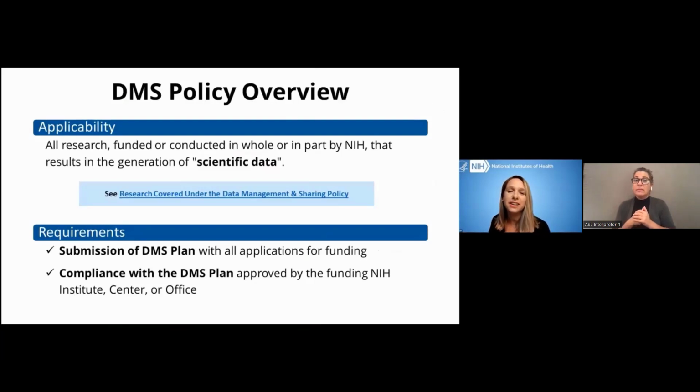And in terms of applicability, all research funded in part or whole by NIH that produces scientific data is subject to the policy. And we encourage folks to check out our webpage on research subject to the policy for more specifics. As for the requirements of the policy, they're quite simple. One is that all applications subject to the DMS policy are required to include a DMS plan that details how data will be managed and shared. And 2, that investigators and institutions follow through and comply with the approved plan.